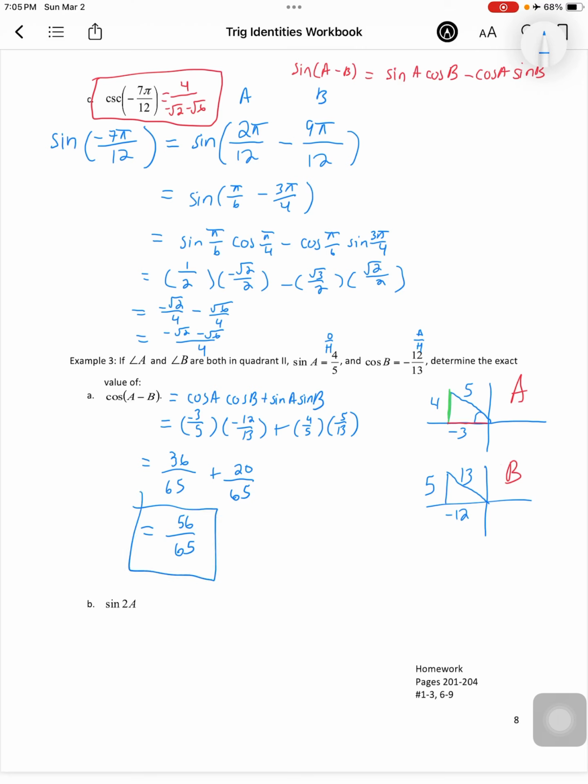Now for the last question, sine 2A. It's using the exact same values as in the question they gave us. Sine 2A is the same thing as 2 sine A cos A, given from the formula sheet. So 2 times sine A, which is 4 over 5, and then cos A is negative 3 over 5. So your answer should be negative 24 over 25.